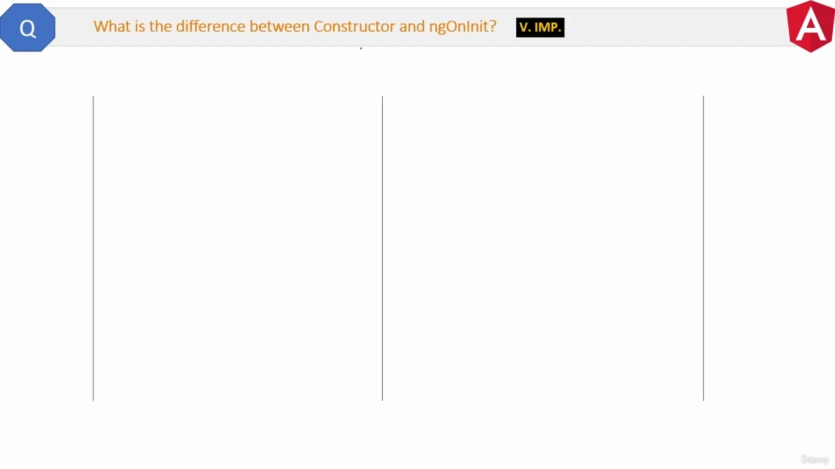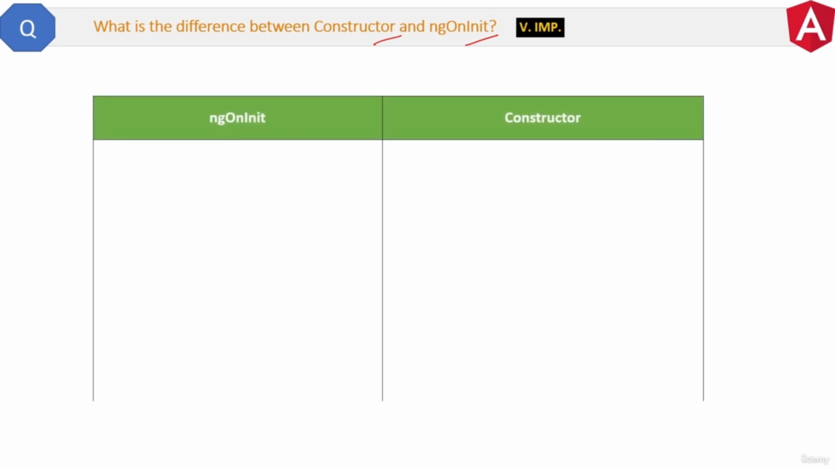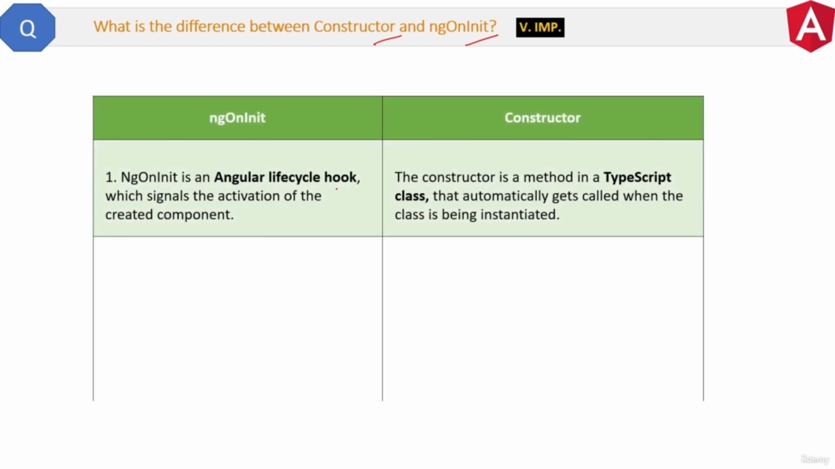Here is a differences question, and differences questions are the favorites of interviewers, because with this they can check two concepts with a single question. Now the question is, what is the difference between constructor and ngOnInit? Let's start with the definition of ngOnInit. ngOnInit is an Angular lifecycle hook, which signals the activation of the created component. Remember, it's an Angular lifecycle hook, and when this is called, the component is already created.